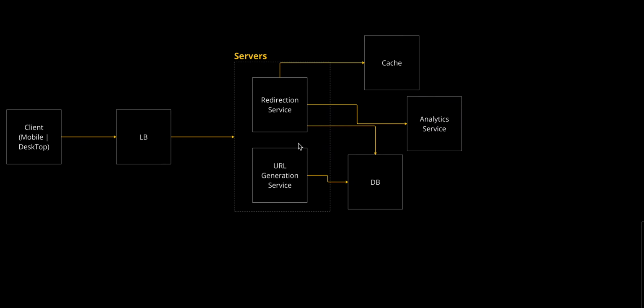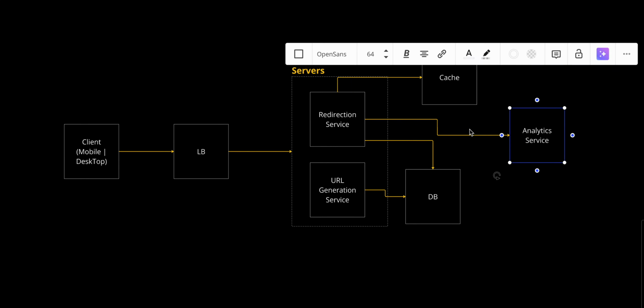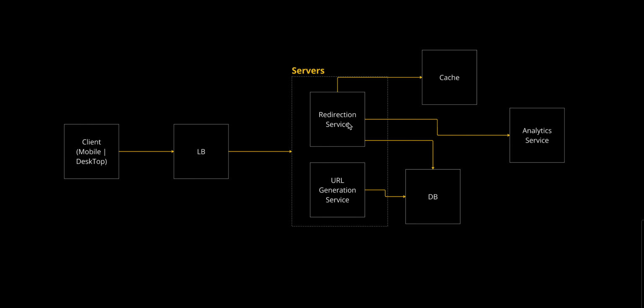Okay, so let's go back to the redirection service. It handles requests to resolve short URLs into their original long URLs. It checks the cache first for faster response times. If not found, it queries the database and updates the cache with the result. We can use a read-through cache strategy because our system is read heavy.